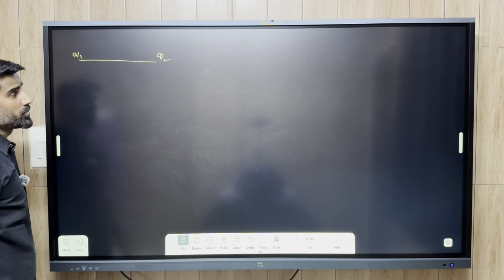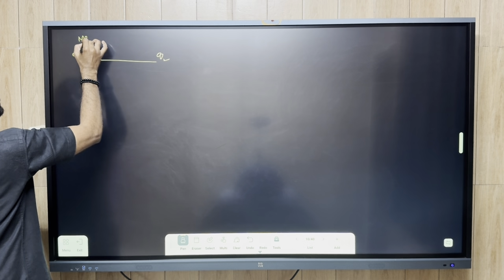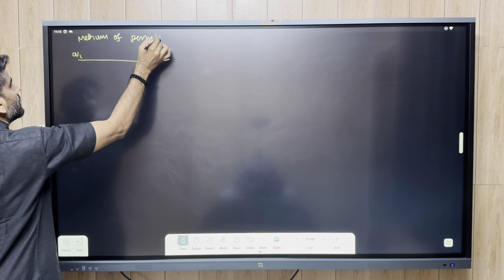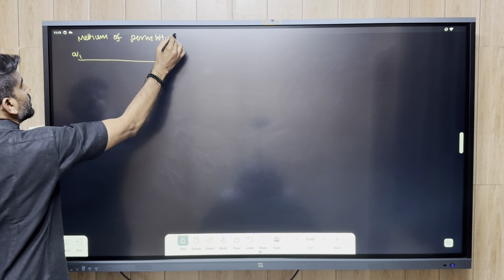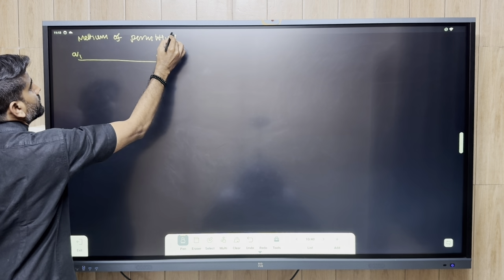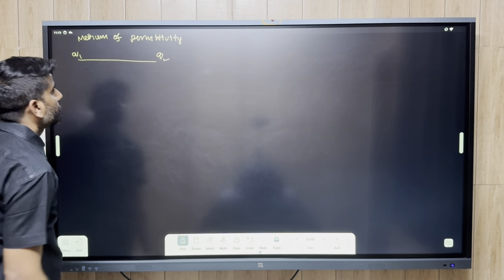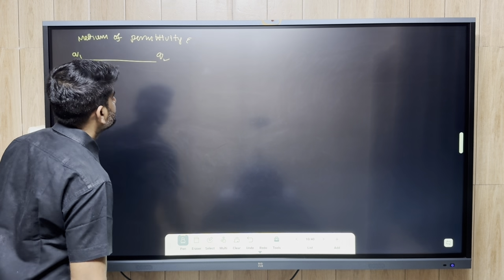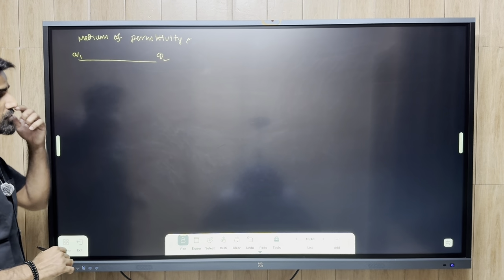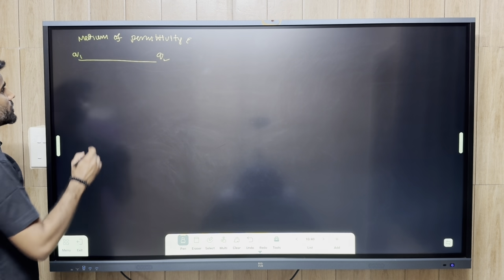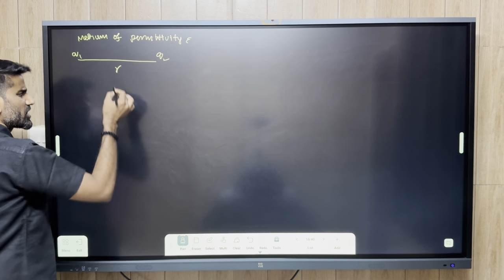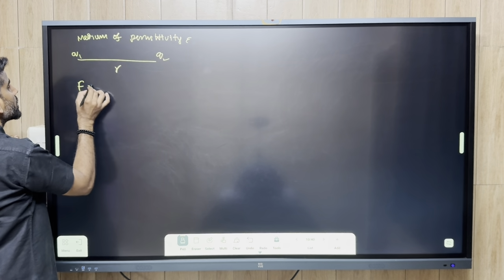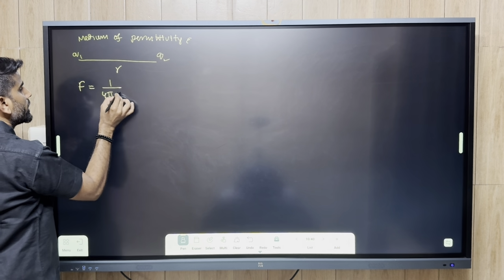So Q1 and Q2 I have placed in some other medium of permittivity epsilon. Okay, right. Let's say these two charges are placed in the medium of permittivity epsilon with separation R again. Now the force between the two would become 1 by 4 pi epsilon.